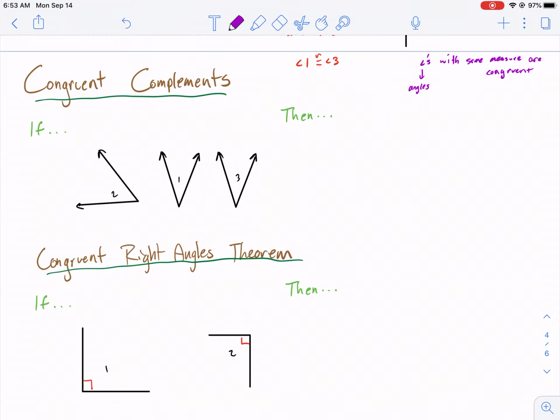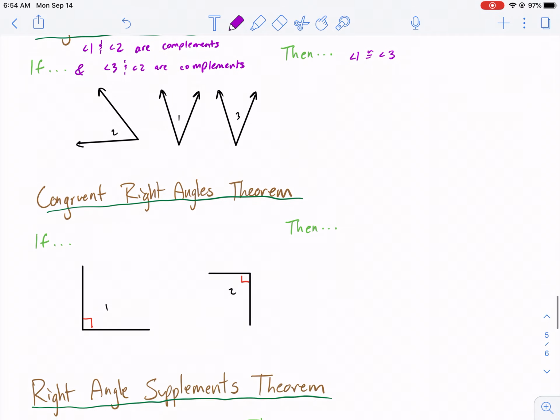Congruent complements. Now, I would not worry about memorizing this, but this is just some extra information to show you how you can substitute values for one another with angles. So this essentially says if angle 1 and angle 2 are complements, and angle 3 and angle 2 are complements, and complements means the two angles add up to 90, then angle 1 is congruent to angle 3. This just means if 1 and 2 add up to 90, and 3 and 2 add up to 90, 2 is the same angle, reflexive property, so therefore 1 and 3 need to be equal to each other.